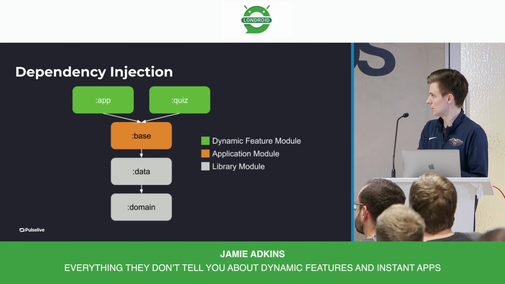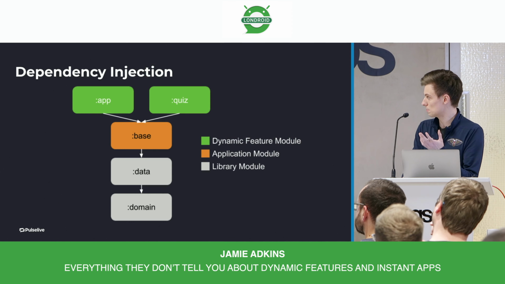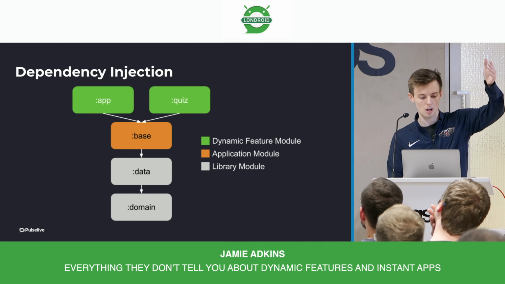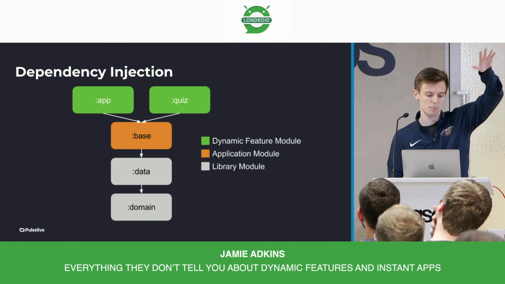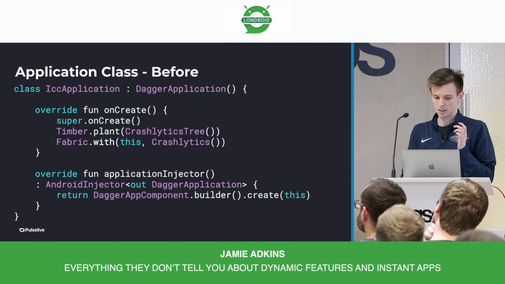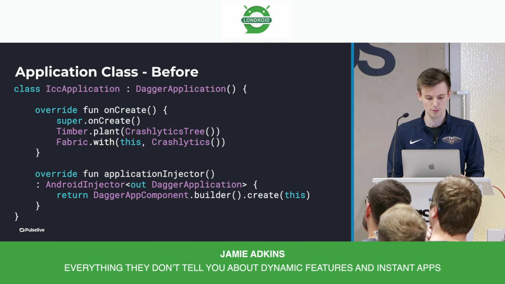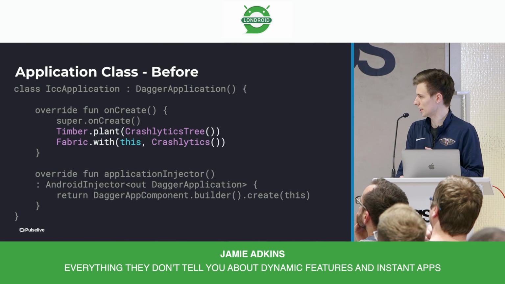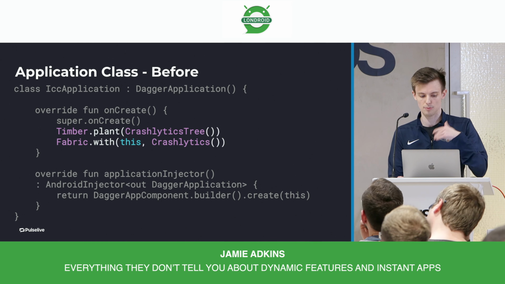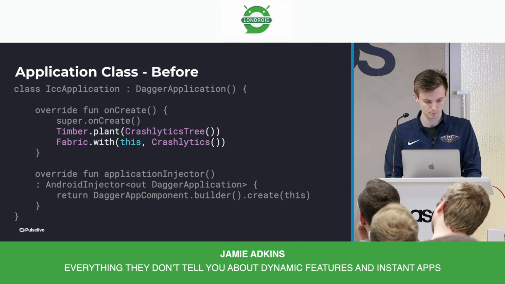So we go back to this Gradle diagram. We want to bring this base application module in, but that means we need to move the application class from where it was in app down to base. This is what it looked like before we moved it. The problem might not look obvious at first glance. You have Timber and Fabric here. This is going to be useful in your instant app anyway, so this can come down to base and you'll have no problems here. You're going to need it anyway.